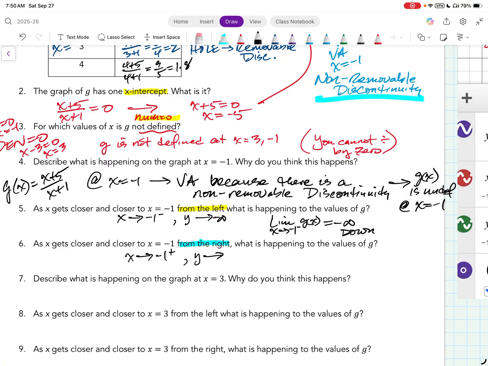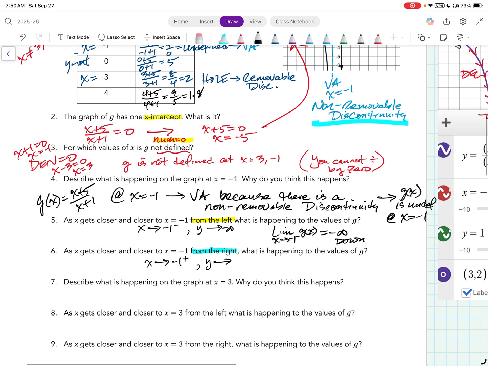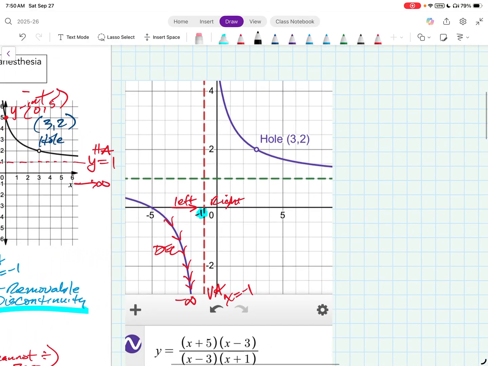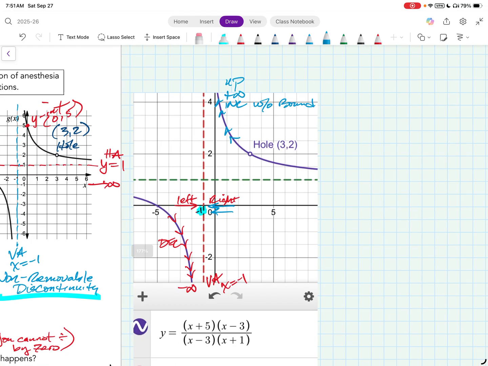Now on the right side, what's going on? So let's go back to the graph. Now, if you're getting closer to the vertical asymptote from the right, so here's the right side. Now look at blue. You're coming in from the right. The function is not going down; it's going up. It's increasing without bound. And what that means is that you're going to positive infinity because it's going up without bound. So coming into the right side of the vertical asymptote, the function goes up.